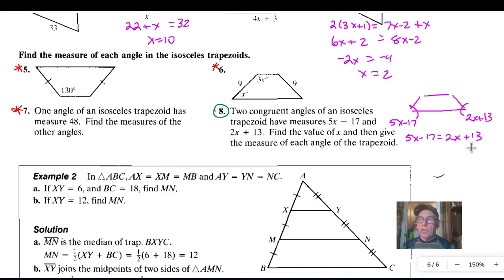Add 17 to both sides, get 30. Take away 2x from both sides, we get 3x is 30. X is going to be 10. Now if x is 10, that means that this is going to be 50, take away 17, which is 33. This one is going to be also 33.